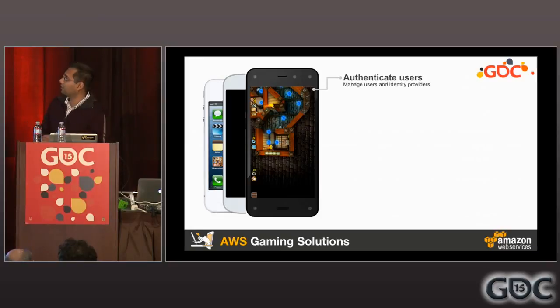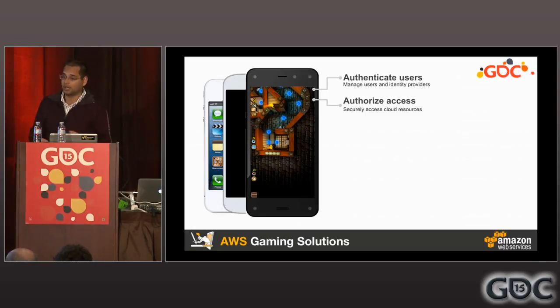So the first thing is, obviously, you want to be able to authenticate users. Every game is about acquiring and keeping players and keeping them within their ecosystem. And so when players come into your game, you want to give them the flexibility to register from as many authentication systems as possible. You don't want to have any friction to adoption.